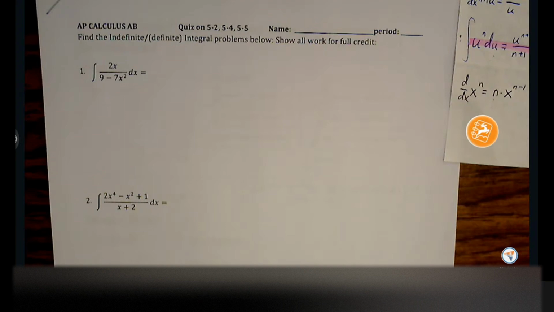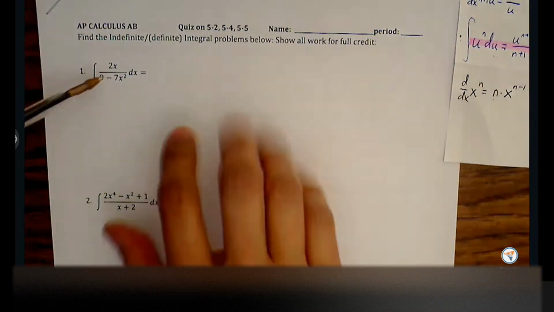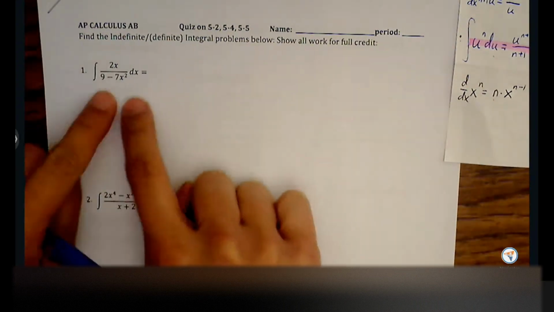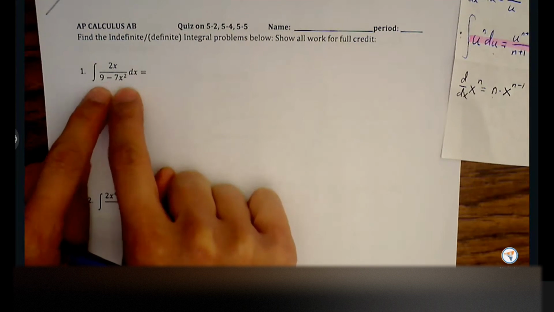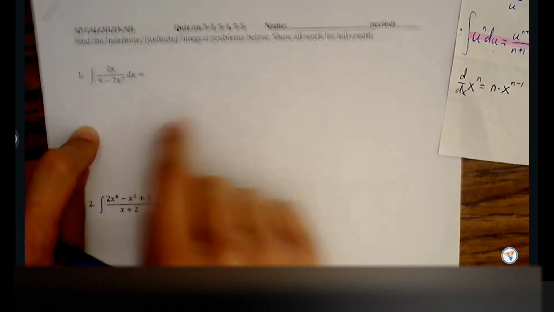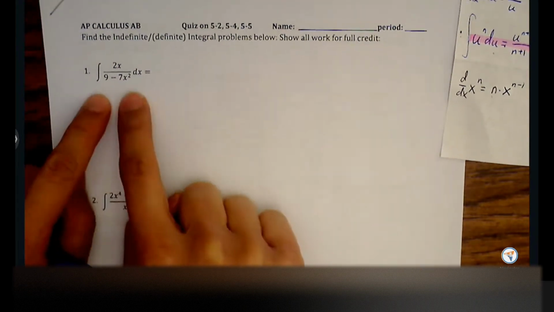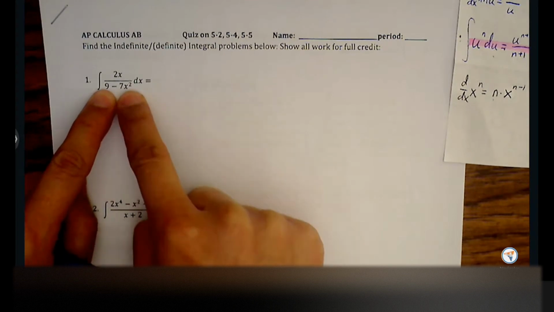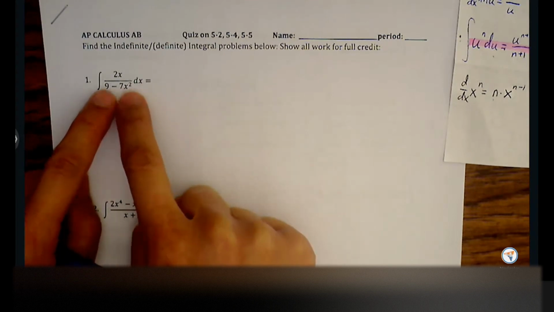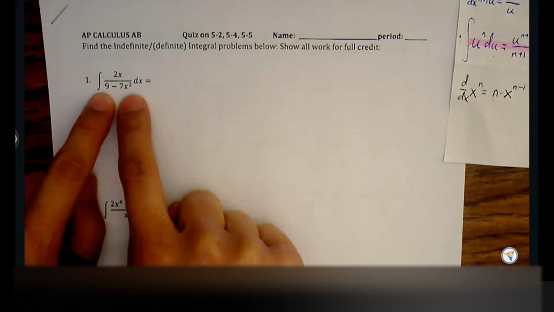Okay, so for a problem like number one, we want to decide: can we do the power rule, or can we expand? The big giveaway is the fact that there is more than one term in the denominator. Whenever there's more than one term in the denominator, we're kind of stuck.